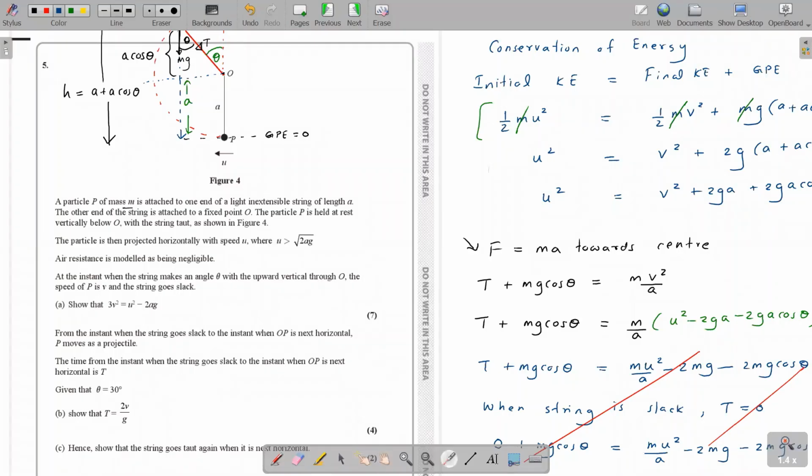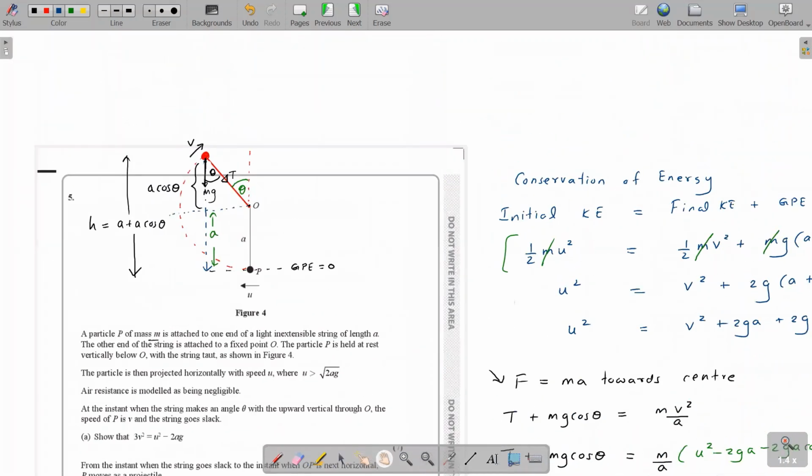Okay, so moving to the next part, they say from the instant when the string goes slack to the instant when OP is next horizontal, P moves like a projectile. So you do realize, once the string becomes slack, you have to think about what they are telling you about what's happening next. Now the string becomes slack at this point, right?